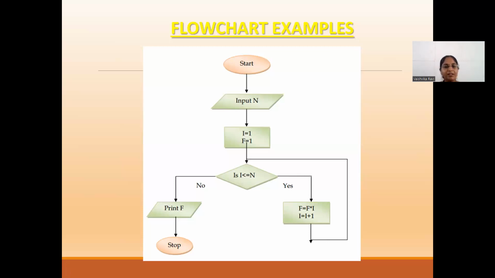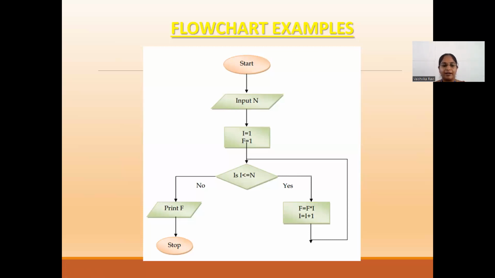checking symbol. I is incremented. 2 is less than or equal to 4. If 2 is less than or equal to 4, it is true. So again, it will come to this part. F is equal to F star I. Already in F, it is 1. So 1 star 2, F will be stored as 2. Then I is incremented.